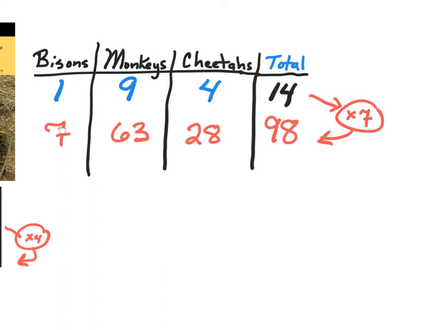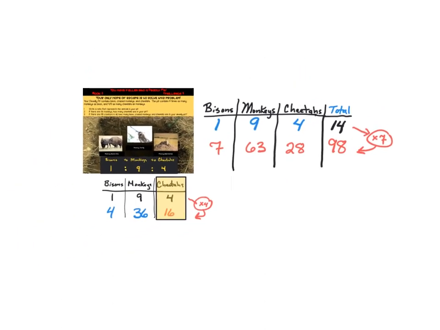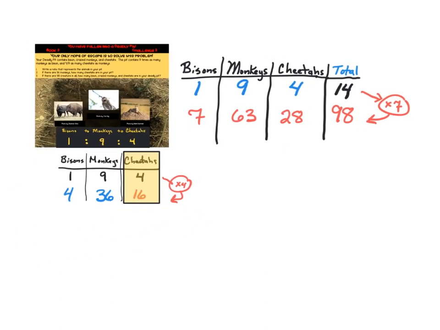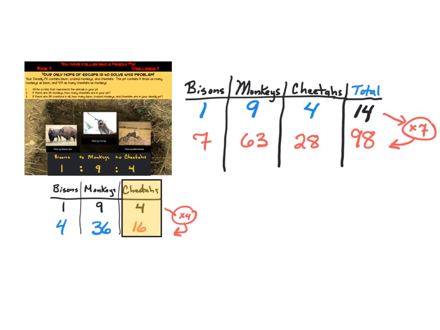So right there, my friends, is your number of deadly creatures in your pit. You're going to have 7 bison, 63 monkeys, and 28 cheetahs in your deadly pit. And bam, that is your answer. And that is the strategy you want to use to solve questions like this, where it says, if there are 98 creatures in all, how many bison, crazed monkeys and cheetahs are in your deadly pit. Bam! And right there is your answer.